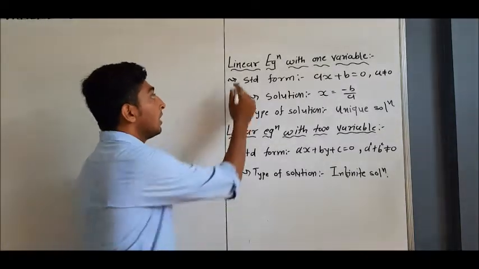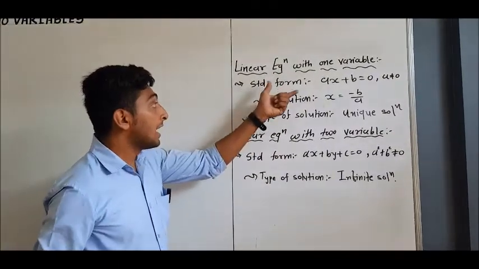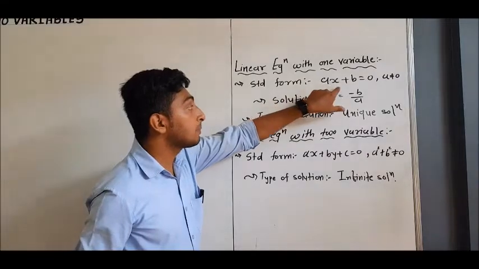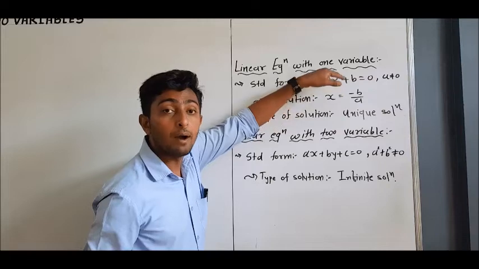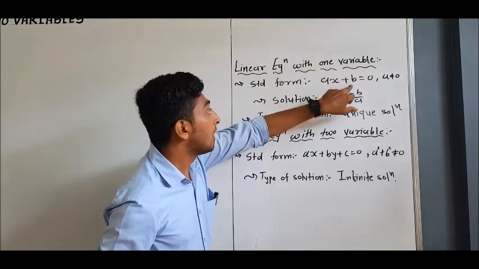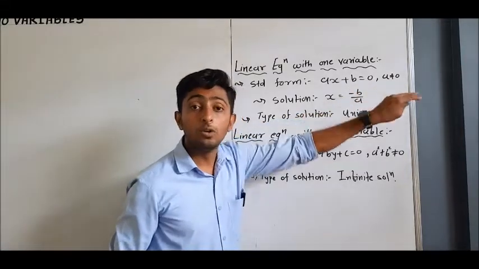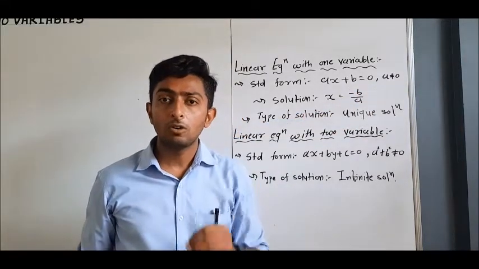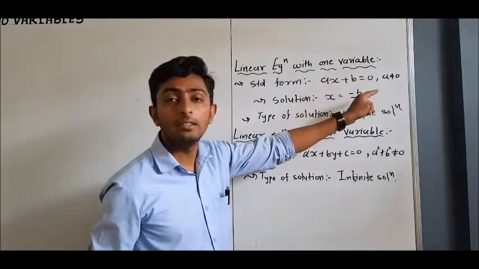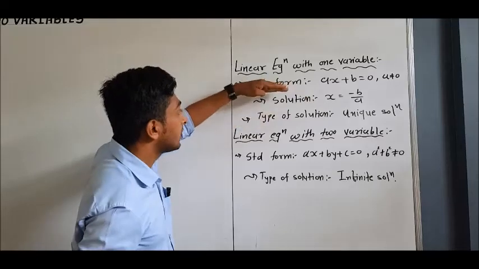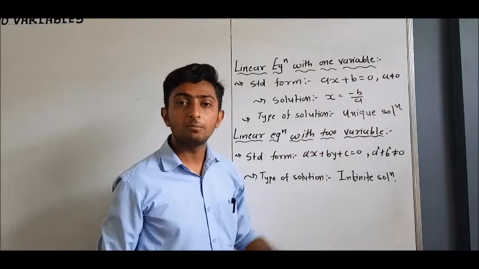Let us recall linear equation with one variable. What is linear equation with one variable? The standard form of linear equation with one variable is ax plus b. In this equation there is only one variable and its power is 1. There is a constant also, which is b, and the condition is a not equal to 0. Why a not equal to 0? Because if we take a equal to 0, then only the constant remains.